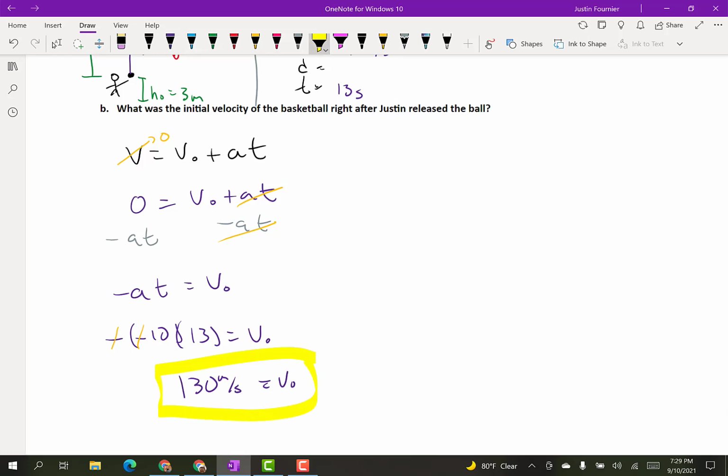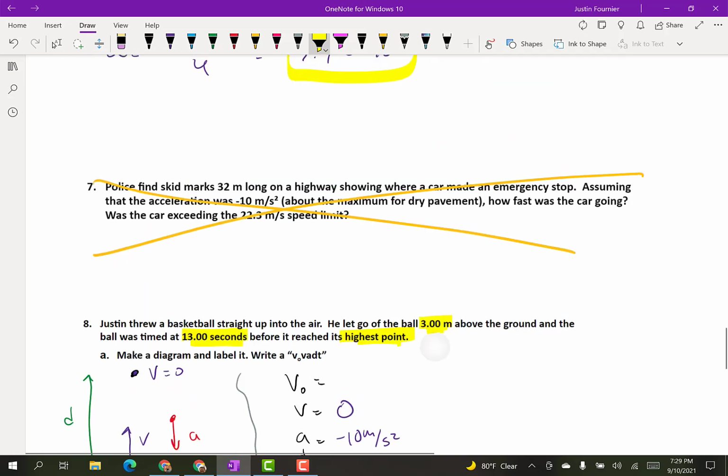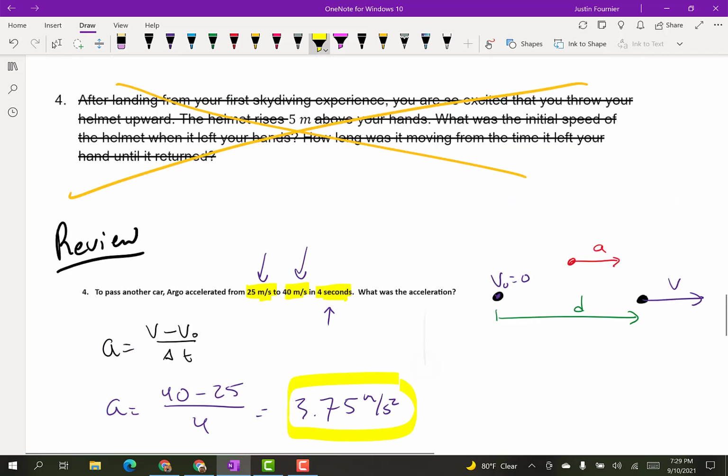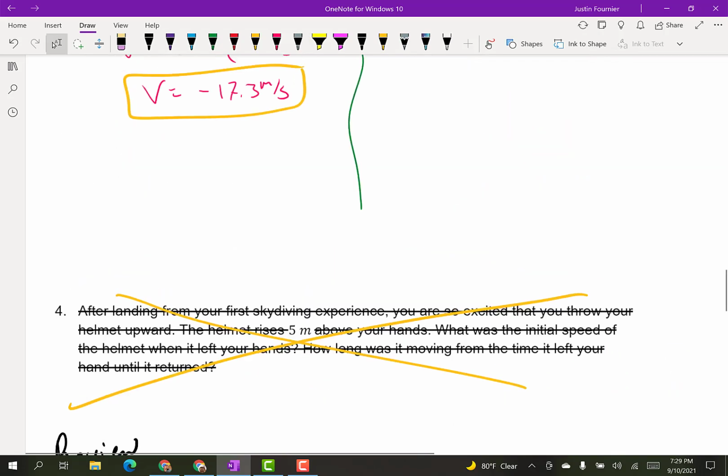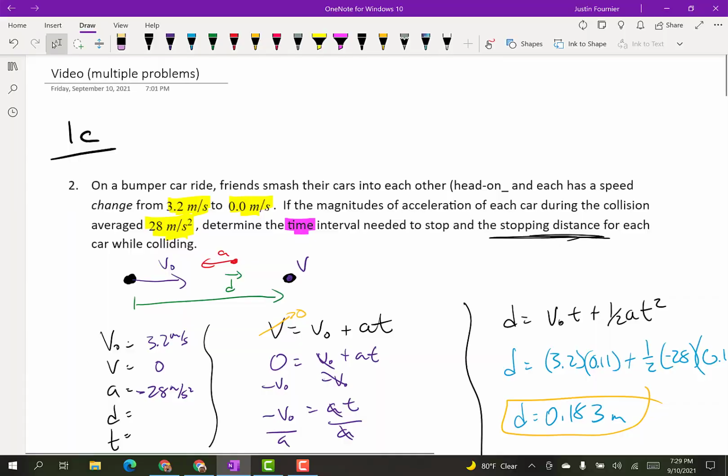A little silly, this scenario, but yeah, so that's the initial velocity. And there you go. There are the solutions to those problems. Sorry about those ones that were issues that we'll do later in the semester, but I hope that helped. All right, take care. Bye.